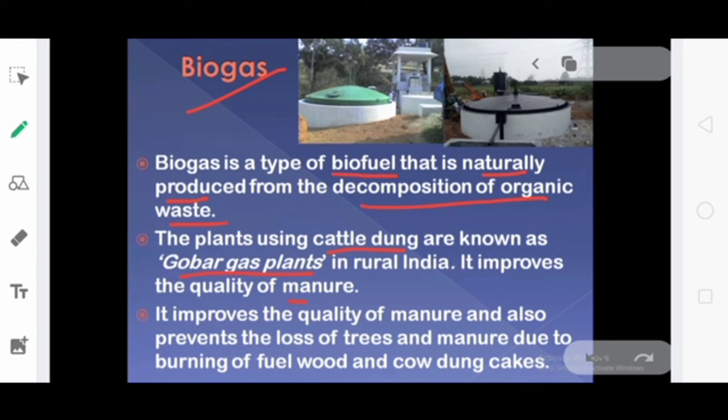It improves the quality of manure and also prevents the loss of trees and manure due to burning of fuel wood and cow dung cakes. Here we can see the picture of biogas plants.